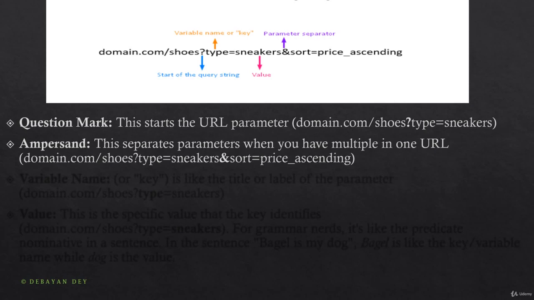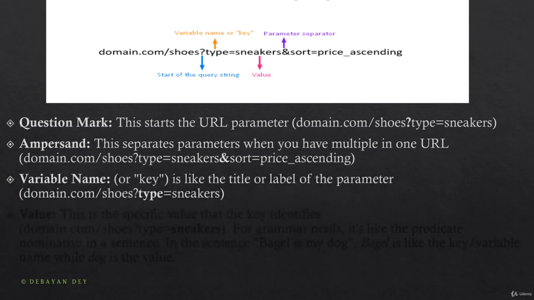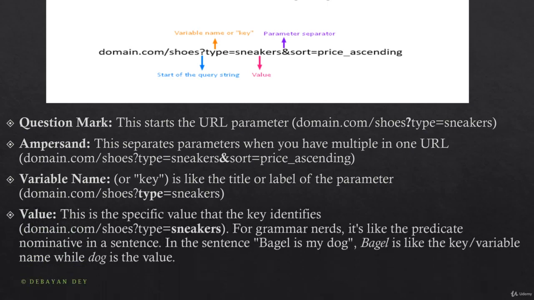Now the next one is the variable name or key, which is like the title or label of the parameter. Okay, so here we can say domain.com/shoes?type=sneakers. This is the variable name. Next one is the value. This is the specific value that the key identifies.